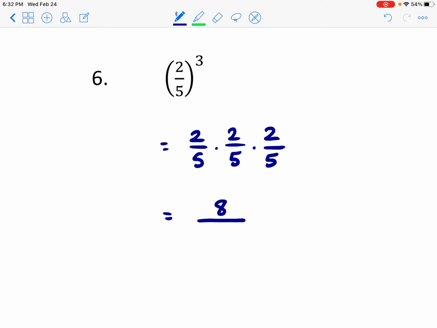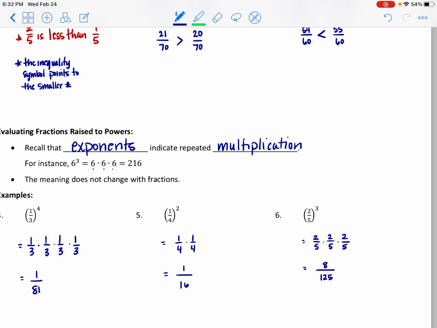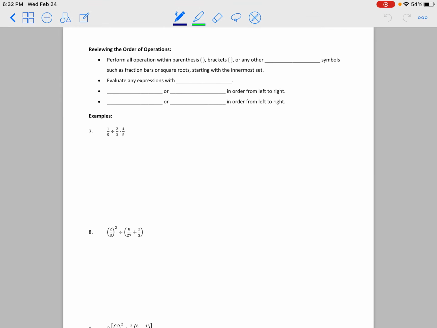On the bottom, 5 times 5 is 25 times another 5 is 125. So 8/125. And again, your calculator could be used to confirm all of that. Okay? Now the last little piece, last thing to wrap up our module here, is reviewing our order of operations.